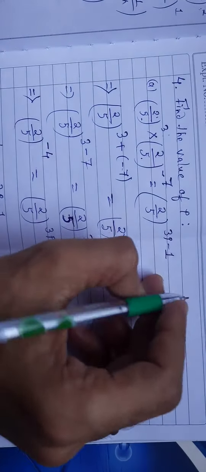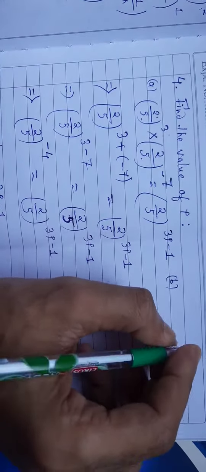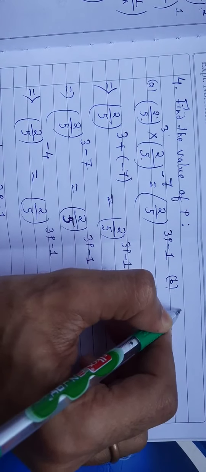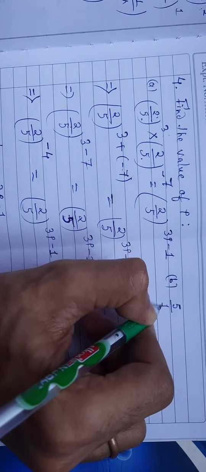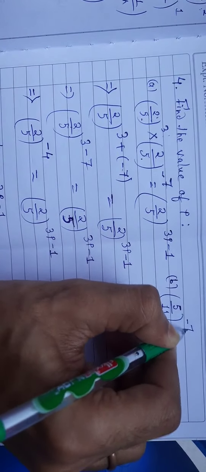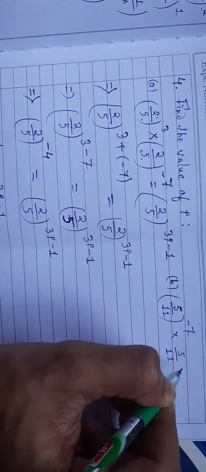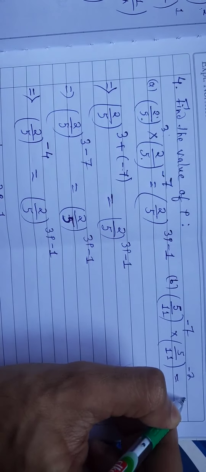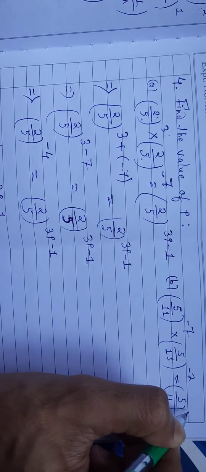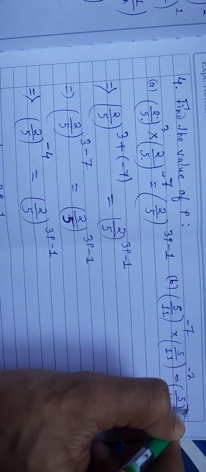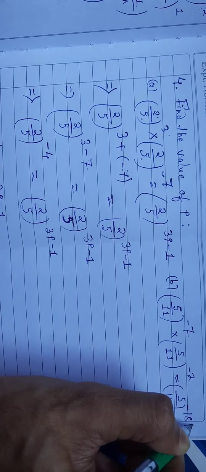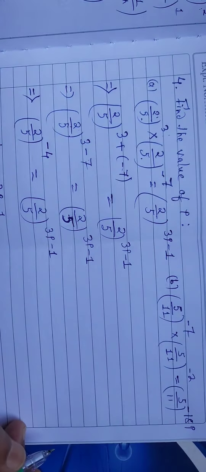Moving on to the next question, number B. (5/11)^-7 into (5/11)^-2 equals (5/11)^-18p.